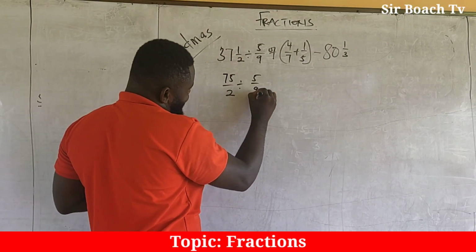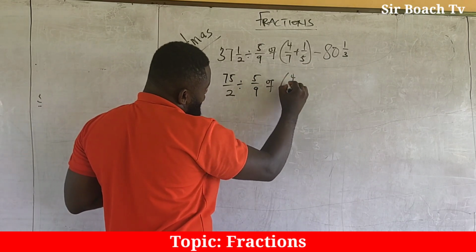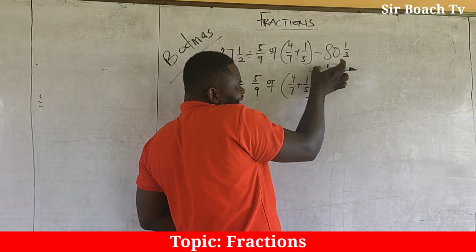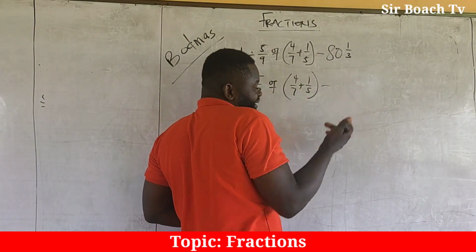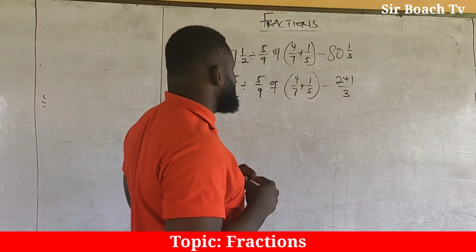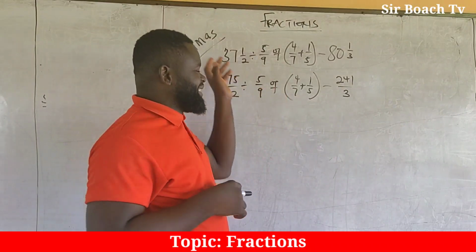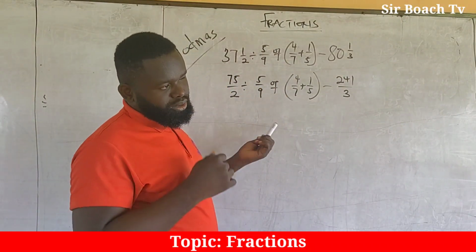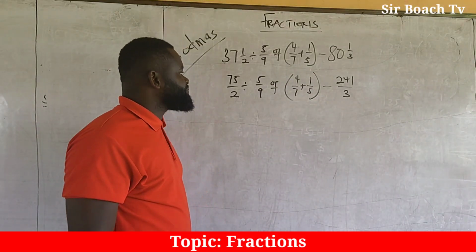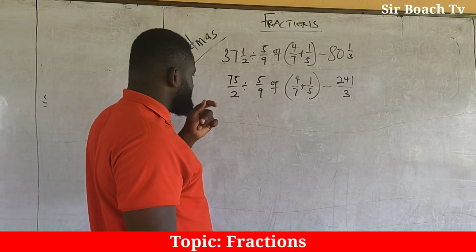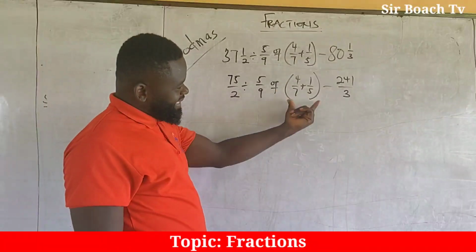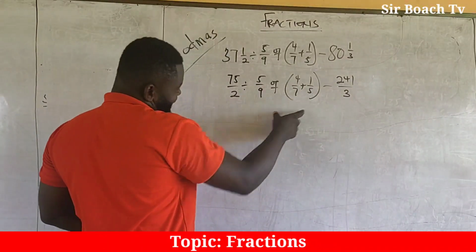Divided by 5 on 9 of bracket 4 over 7 plus 1 over 5, bracket close, minus. Now 80 whole number 1 over 3, when I convert, I'm going to get 241 on 3. Now what we did was just converting the mixed fraction into what? Improper. We didn't do anything, we just converted. Now from there, what we do again is to obey the board math. We are doing bracket first, and this is the bracket. So we'll find the LCM over here.